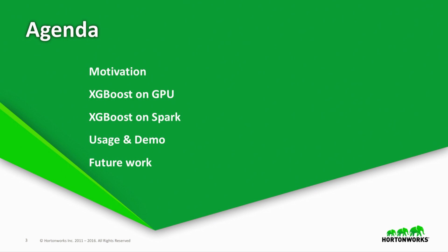This is our agenda. First, we introduce our motivations: what is XGBoost, where is the bottleneck in the current XGBoost, and what can we do there? Second, we introduce how we can use the GPU to speed up XGBoost. Next, we introduce how we can do parallel XGBoost, meaning we can use Spark to speed up XGBoost model training and do parameter searching. Finally, we introduce some usage and a demo based on DataWorks HDP and Spark, and some future work.